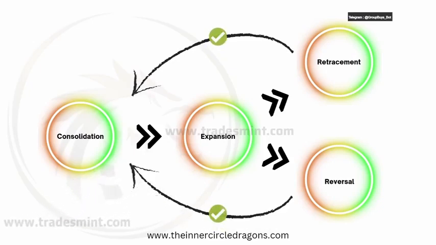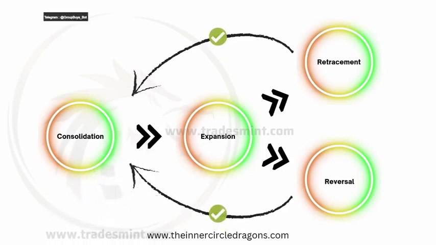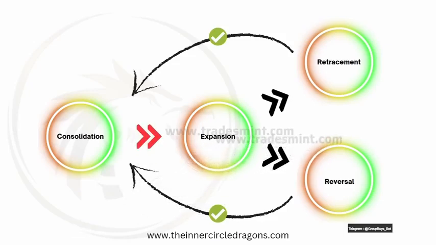But we can go from retracement to consolidation, and we can go from reversal back to a consolidation. And then from consolidation, we can go back to an expansion. And this is essentially how the market maker models move. So there are very few moving parts, and just this alone will serve you well going forward.